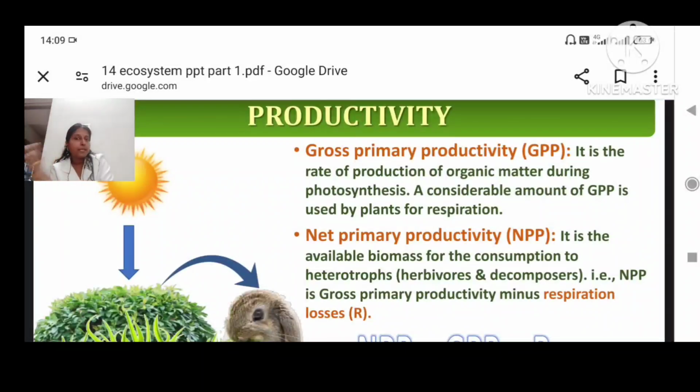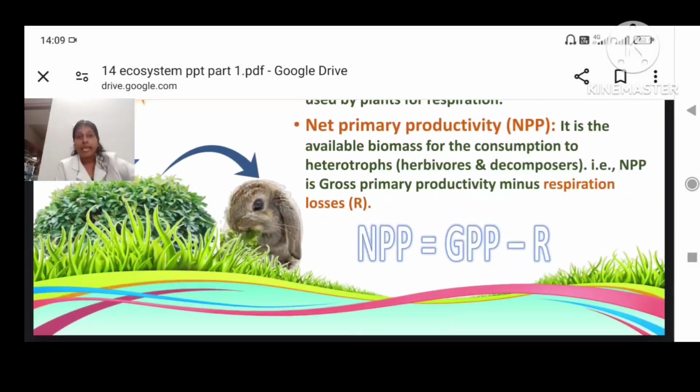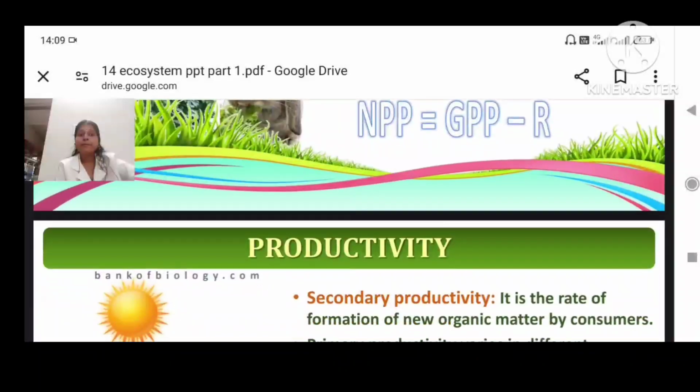Okay, what remains after they finish their work, what do we call it? We call it net primary productivity. So we can say that NPP is equal to GPP minus respiratory loss. GPP is gross primary productivity, and gross primary productivity minus respiratory loss is called NPP, that is net primary productivity.